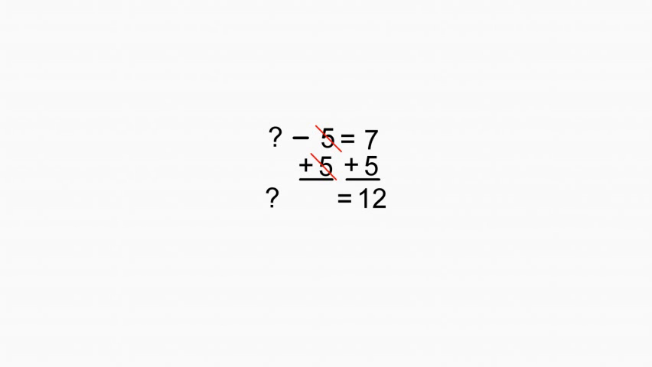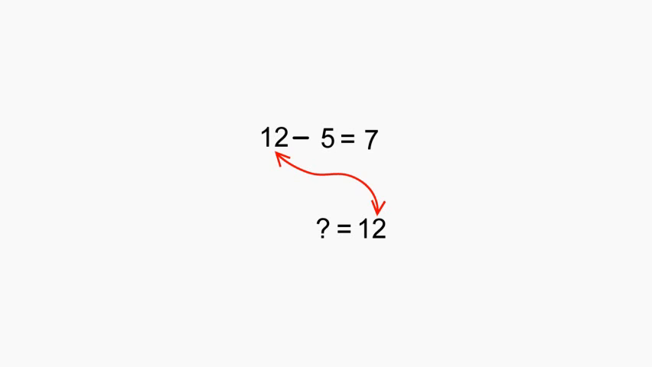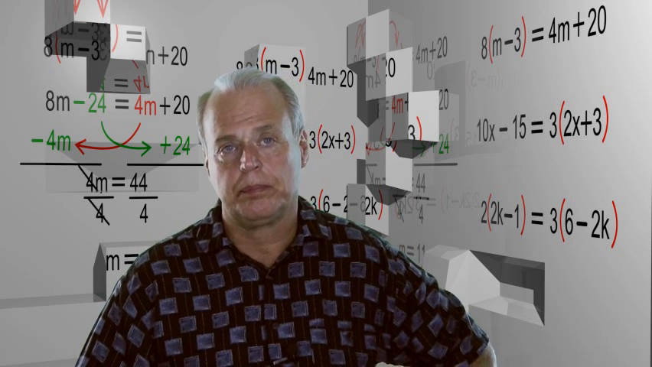Now I can clearly see what the missing piece is supposed to be. It's supposed to be 12. 12 is a number that will make the left side the same as the right side. Now let's look at the third one.